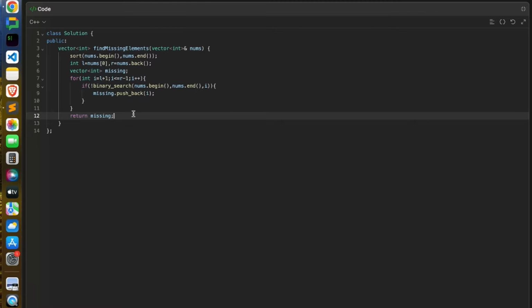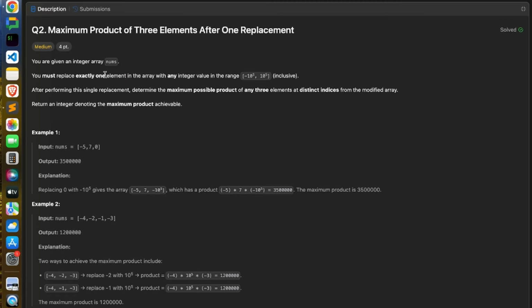Now let's look at the second problem. In the second problem, you are given an integer array nums. You must replace exactly one element in the array with any integer value in the range minus 10 to the power 5 to 10 to the power 5 inclusive, right? And after performing this single replacement, we have to determine the maximum possible product of any three elements, right?